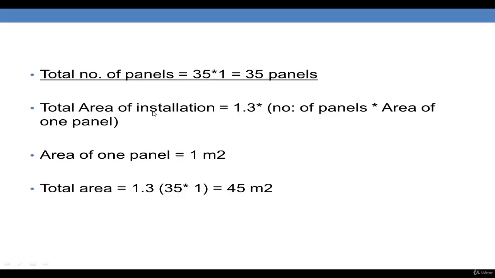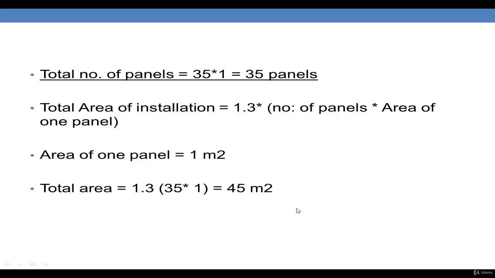So the total area of installation is about 1.3 times the entire area of the panel. The number of panels into the area of one panel gives the total area of the panel. The 30% additional is used to take care of the shadow effects and other effects. Let us assume that the area of one panel is 1 meter square. So the total area is 1.3 times 35, that is 45 meters square.